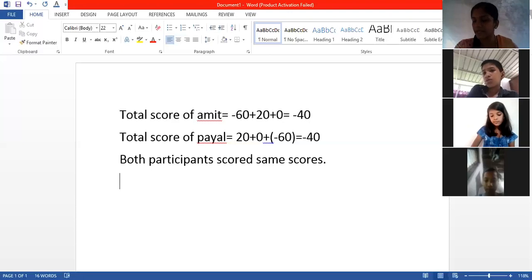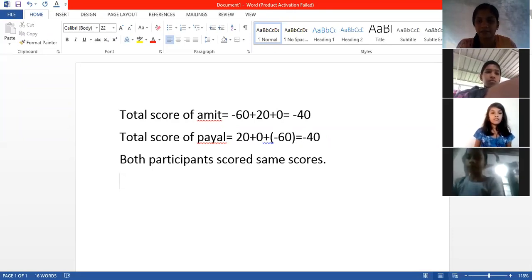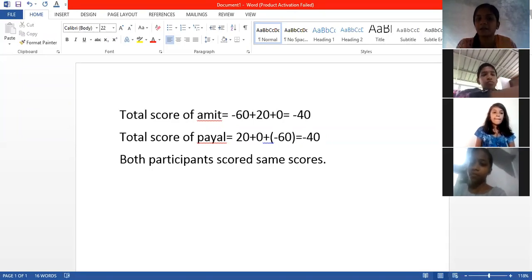Can we say that we can add integers in any order? Look at those scores. Minus 60, 20, 0, scores of Amit. Then scores of Payal are 20, 0 and minus 60. The scores are the same, but the order is different. The 3 scores they got are the same, 20, 0 and minus 60, but the order of the scores is different.